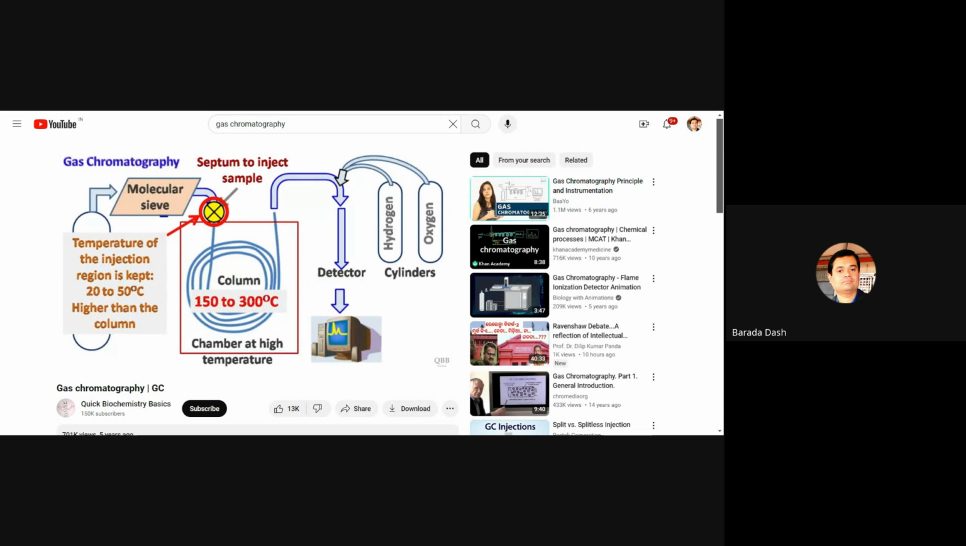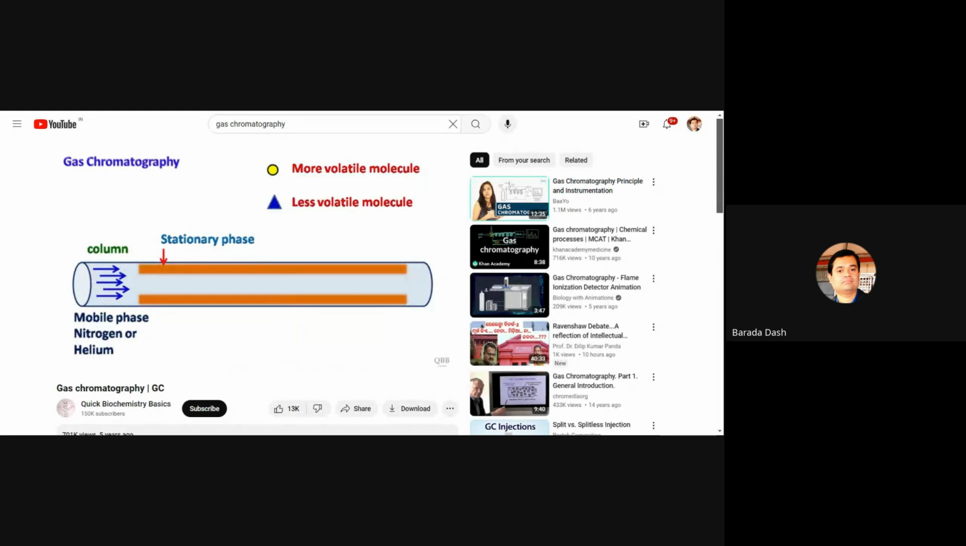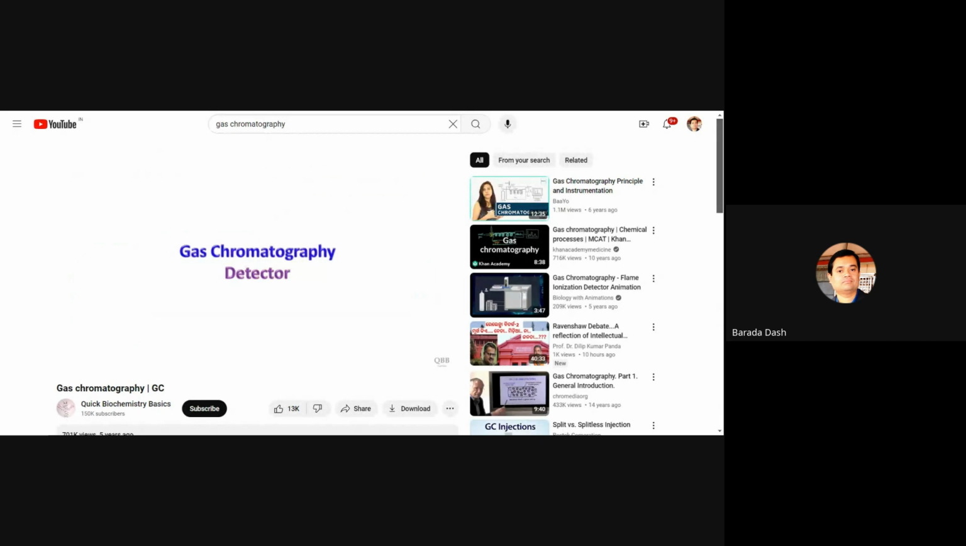During analysis, the temperature of the column is kept between 150 to 300 degrees Celsius. Separation occurs based on the interaction of molecules between the mobile phase and the stationary phase. The less volatile molecules interact more with the stationary phase and move slowly, while the more volatile molecules interact more with the mobile phase and move fast down the column. Once the separation is completed, the detection is done with a detector attached at the end of the column.